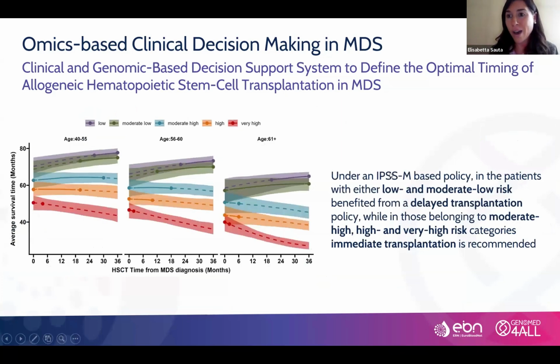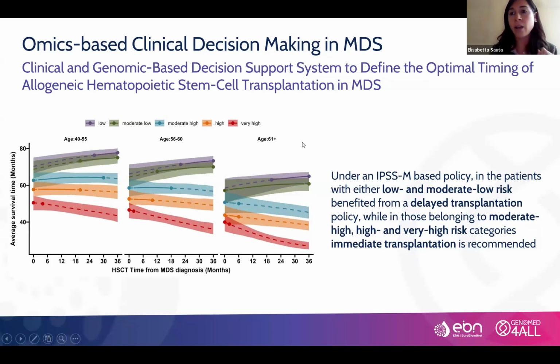And what we finally reach is a sort of graph in which we are able to evaluate the optimal timing for transplantation using the average survival time in a time horizon of 8 years. And what we end up with is that for a patient in a low or moderate low risk category defined by the IPSS-M score, a delayed transplantation policy is recommended. For a patient in a high or very high risk category defined by the IPSS-M scoring system, of course, an immediate transplantation is mandatory.